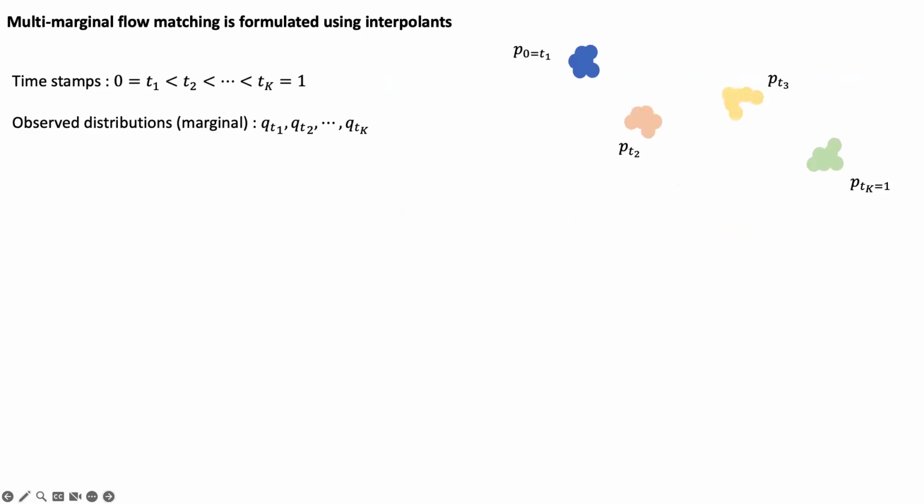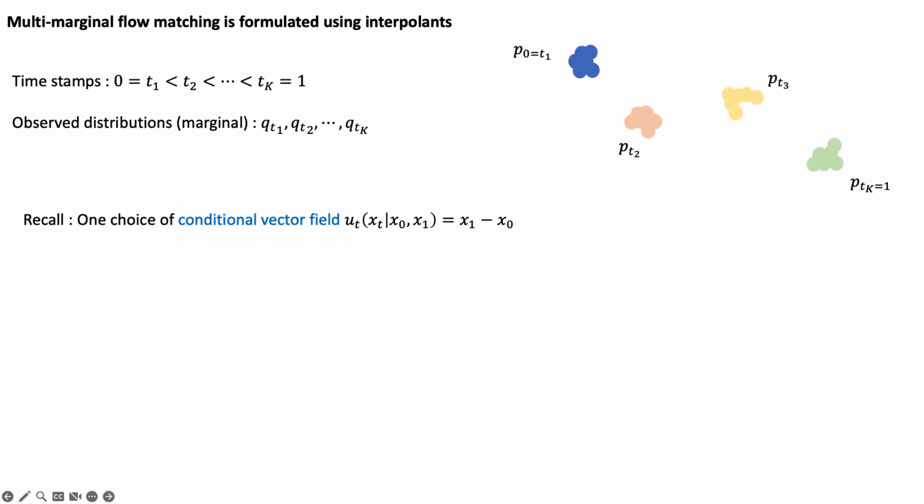So these are just notations. Time steps T1 to Tk. We want them to go from 0 to 1. And at those time steps, you obtain some distributions. Sorry, this will be P, not Q. P_T1, P_T2, and P_TK.